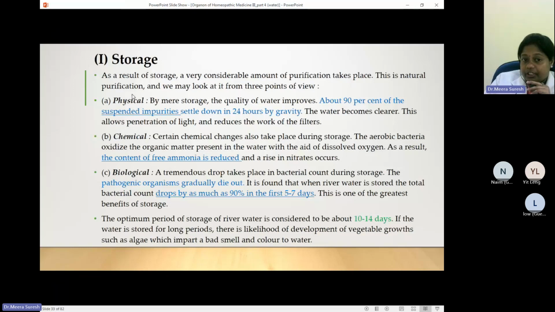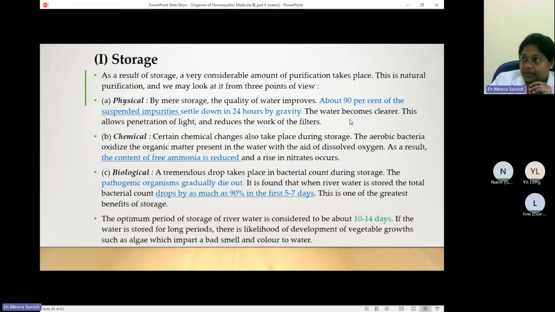This is natural purification, and we may look at it from 3 points of view. The first one is physical. What I told you now: by mere storage, the quality of water improves. About 90% of the suspended impurities settle down in 24 hours by gravity.